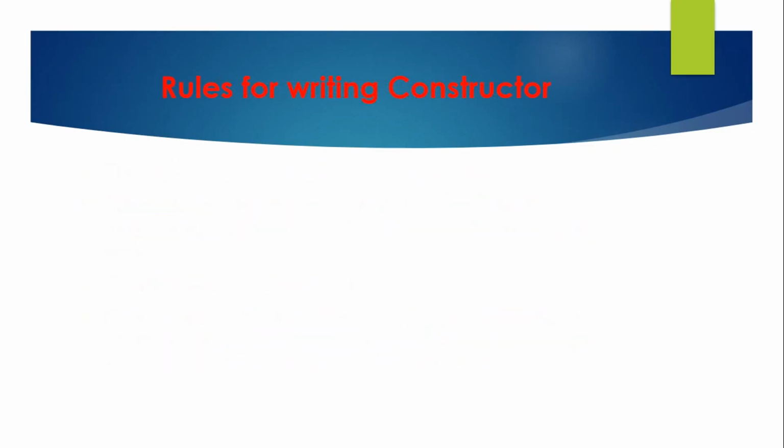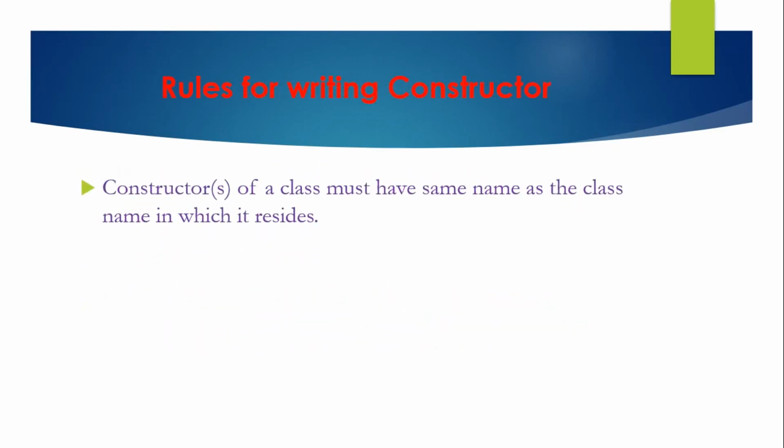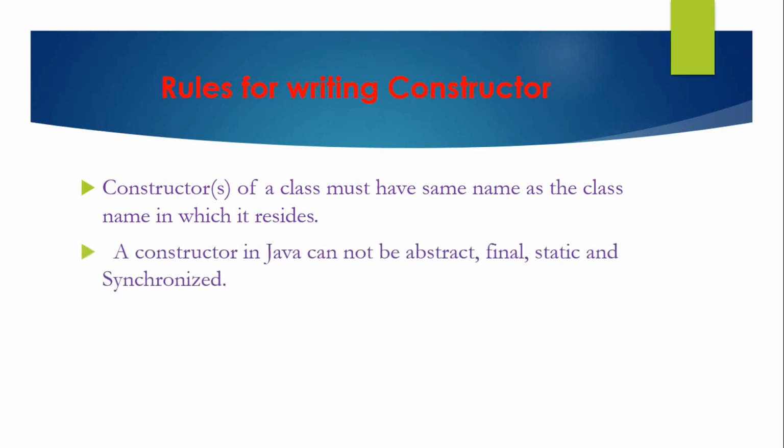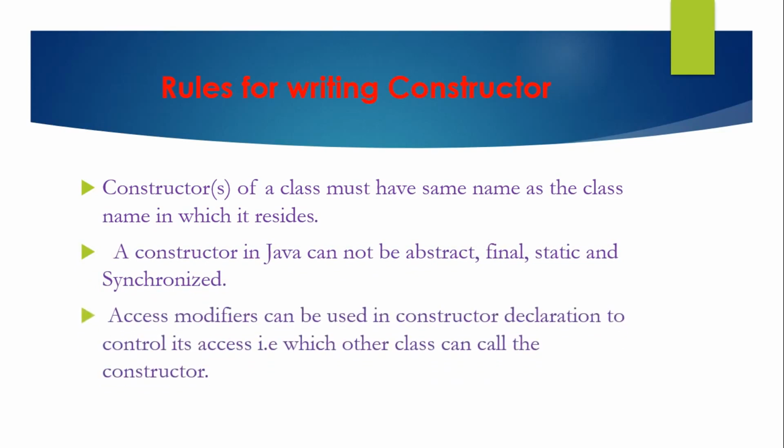Rules for writing a constructor. Constructors of a class must have the same name as the class name in which it resides. A constructor in Java cannot be abstract, final, static, or synchronized. Access modifiers can be used in a constructor declaration to control its access, that is, which other class can call the constructor.